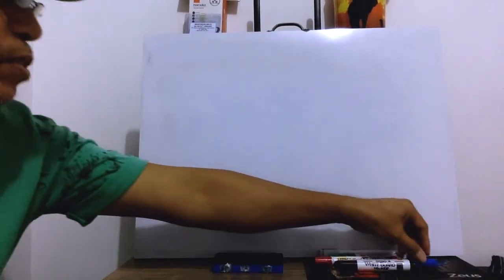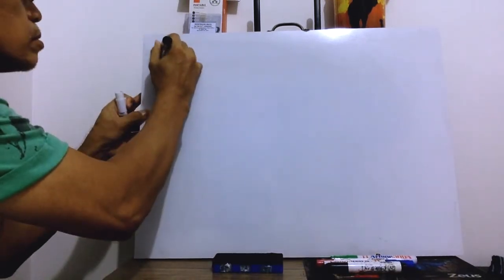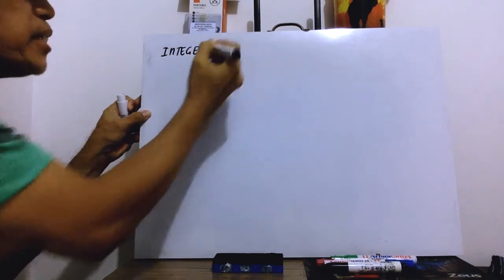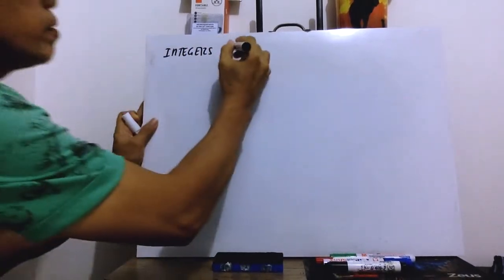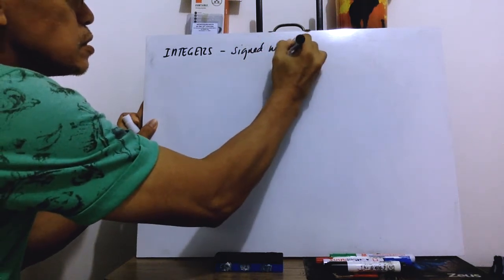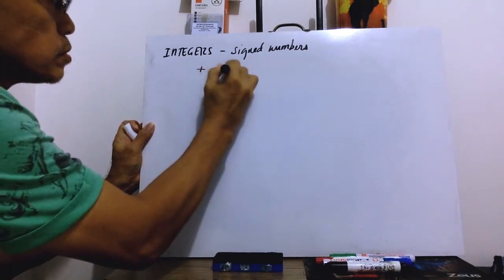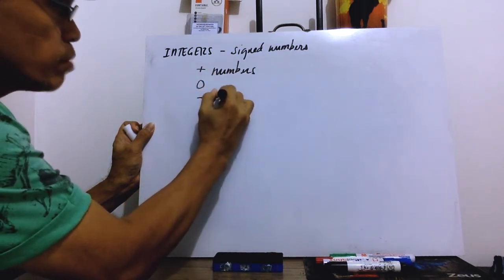What are integers in the first place? Basically, integers are signed numbers. We have the positive numbers, we have 0, and we have negative numbers.